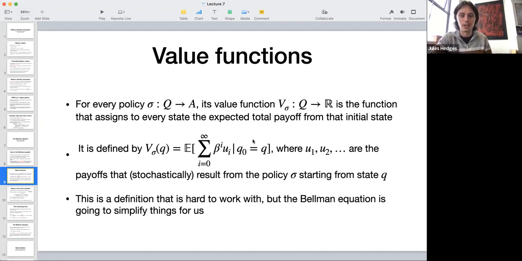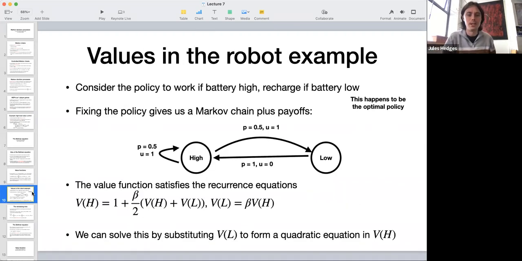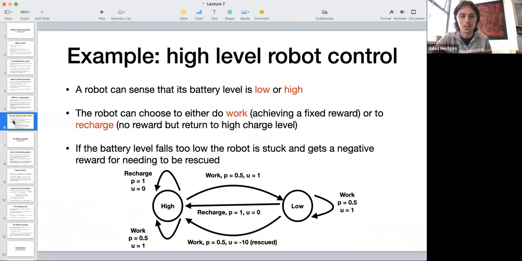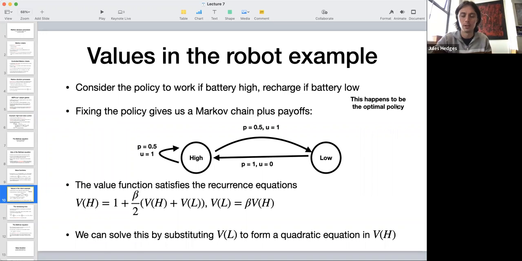So this definition is somewhat difficult to work with, but the idea is that the Bellman equation is going to simplify this. It's going to equivalently characterize V in terms of something that's a bit simpler. So let's think about the robot control example from the previous video. Here's what it looks like. Think about the policy to work in the high battery state and recharge in the low battery state. It just so happens that this is the optimal policy, although we don't have the tools to know this yet.